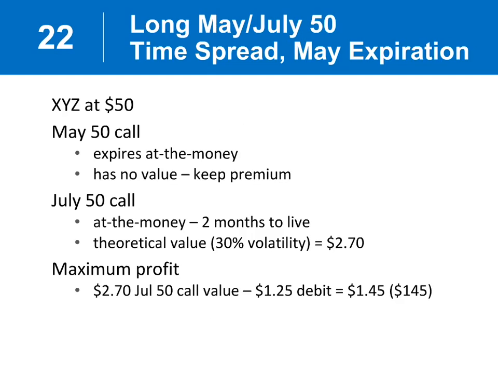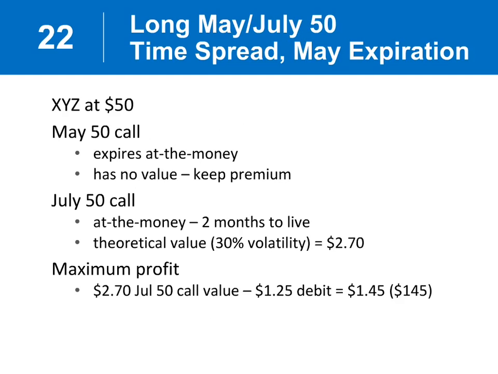But if we just walk through the example here, assuming the stock's still at 50, the May 50 call goes out worthless. That July 50, assuming the implied volatility has remained constant at 30%, still with 2 months to go to expiration, we're looking at a value of $2.70 on the July 50, minus the $1.25 debit we paid, which leaves us with a very, very handsome profit of $1.45. So, that's how these calendar and time spreads work.